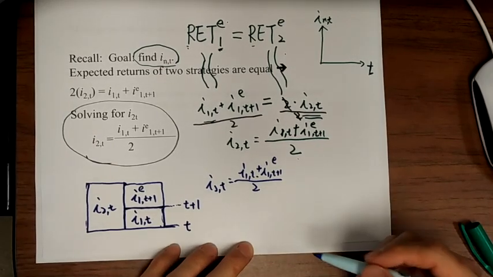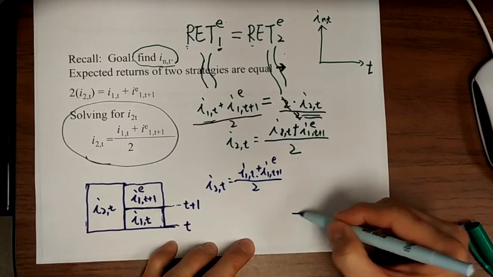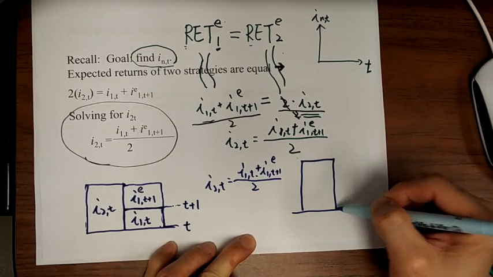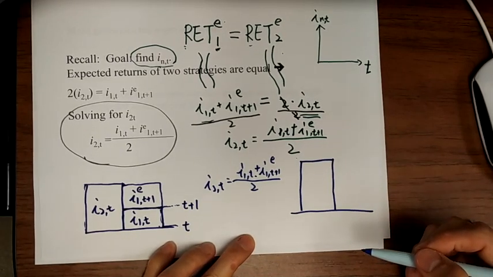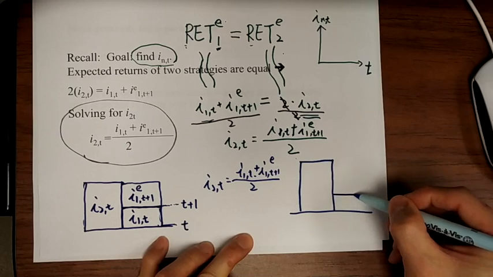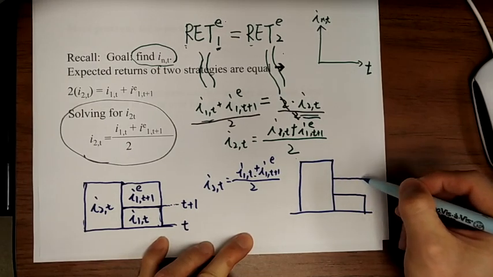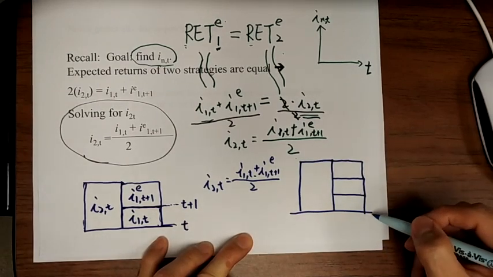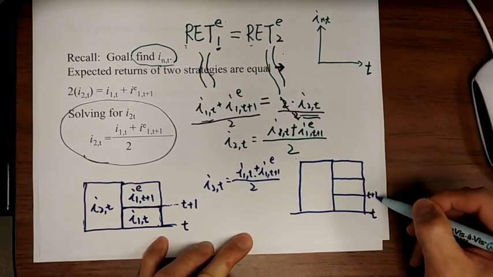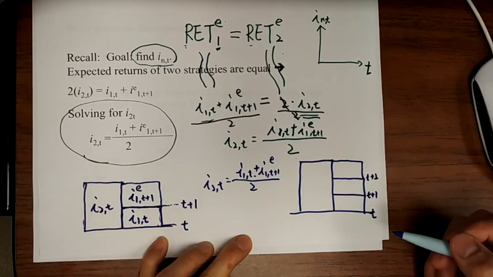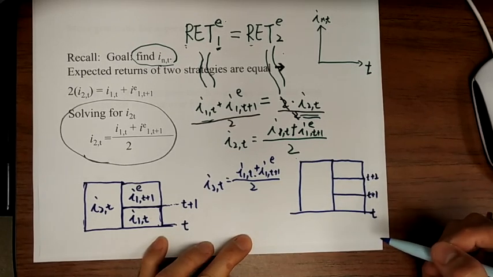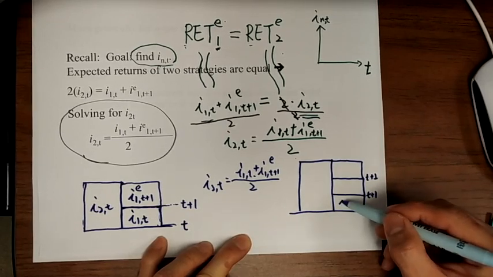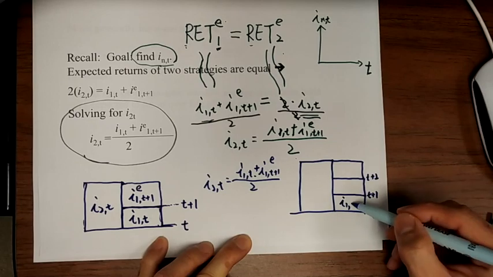Therefore, use the same logic. Buying a 3-year bond should be equivalent to buying 3 1-year bonds consecutively. So this is t plus 1, this is t plus 2. That is, the first year you buy a 1-year bond. So this is 1-year bond interest rate. When do you buy it? Today.